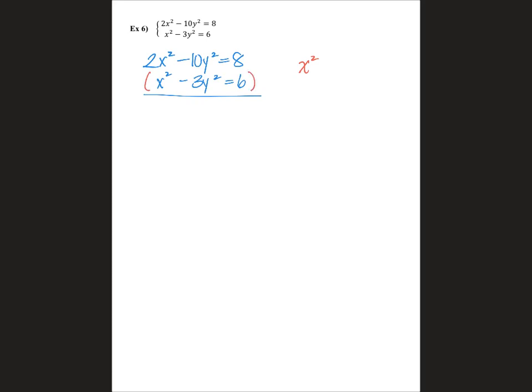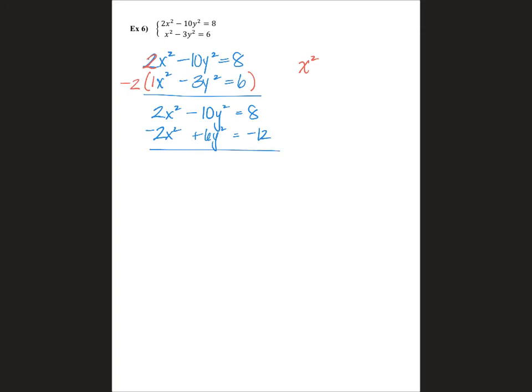My goal is to get these leading coefficients to be the same. Well, I currently have a 2, and down here I have a 1. So if I multiply this second equation through by -2, the variables are going to have the same leading coefficients, but opposite operation. This is going to give me a -2x squared, a positive 6y squared, and a -12.